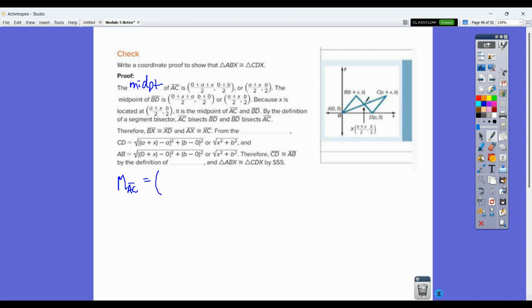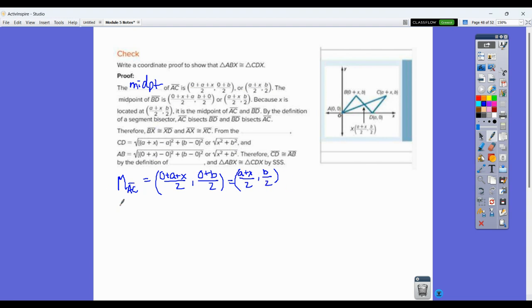If I'm going to find the midpoint of AC, I'm going to add my x values. So I'm going to do 0 plus a plus x, divided by 2, comma, and then I'm going to add my y values, 0 plus b, divided by 2. If I want to simplify it, that's where I get (a plus x) divided by 2, comma, b divided by 2. So that's what they did in that first step there, and that's probably how we're going to write it.